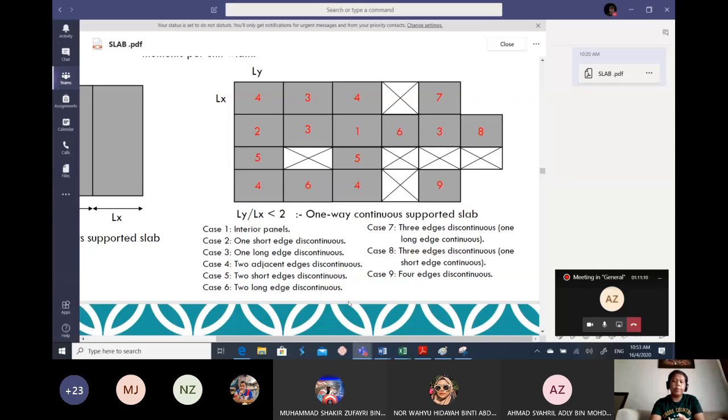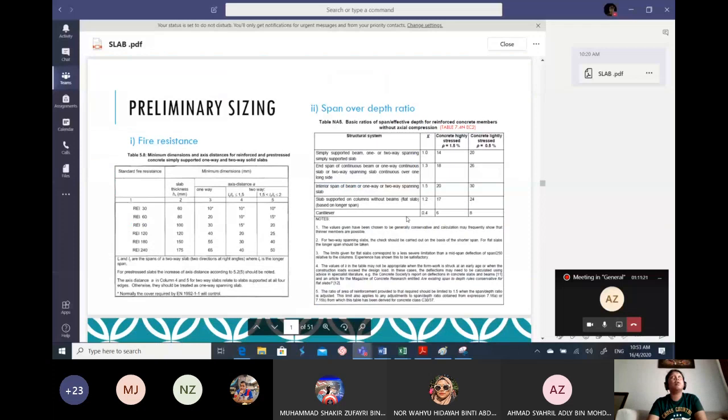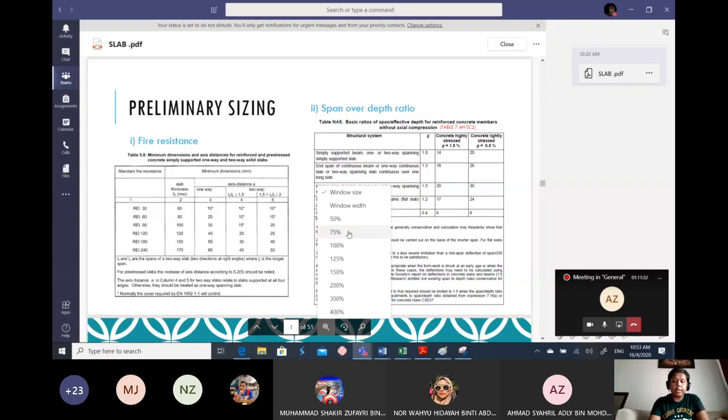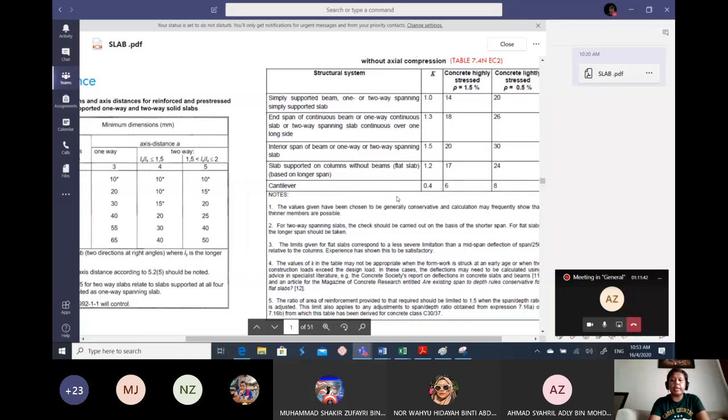Okay. Ini adalah preliminary sizing sama macam what we have done for slab. Beam. Okay. So, sama juga. Okay, untuk fire cuma kita kena refer untuk fire resistant here. Okay, based on fire resistant, kita kena refer dekat table 5.8 lah. Okay, 5.8 fire resistant. Okay, untuk L over D, kita akan guna table yang inilah.